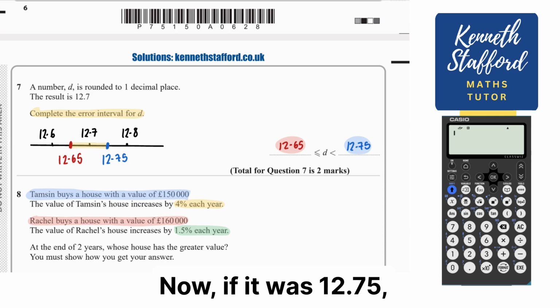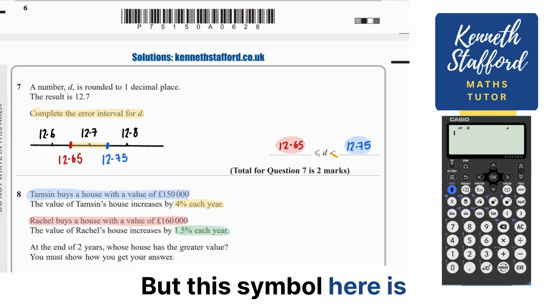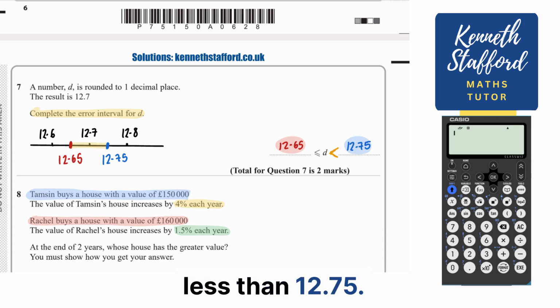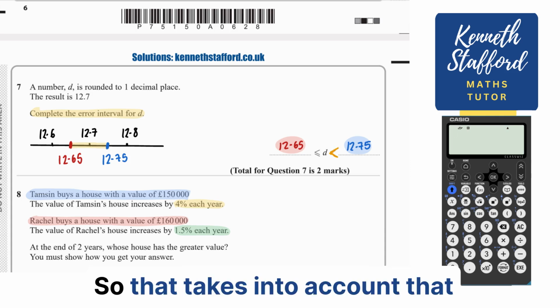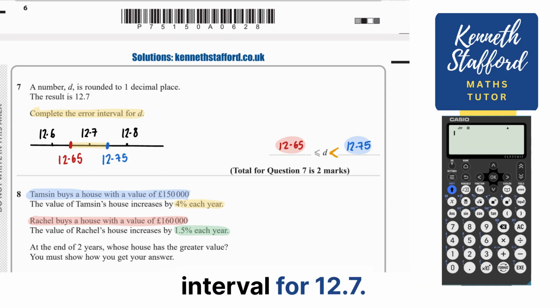Now, if it was 12.75, we would round it up to 12.8. But this symbol here is suggesting any number less than 12.75. So that takes into account that kind of inconsistency. So that's the error interval for 12.7.